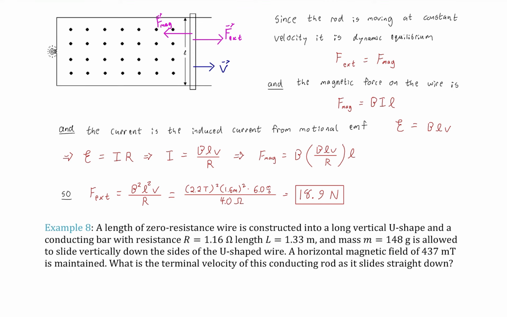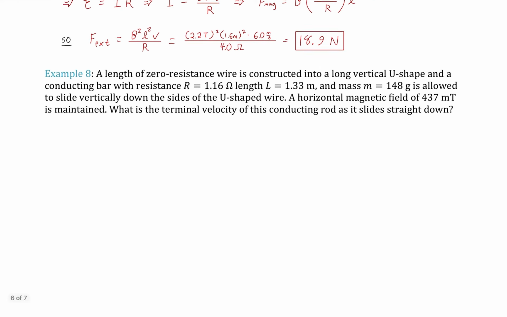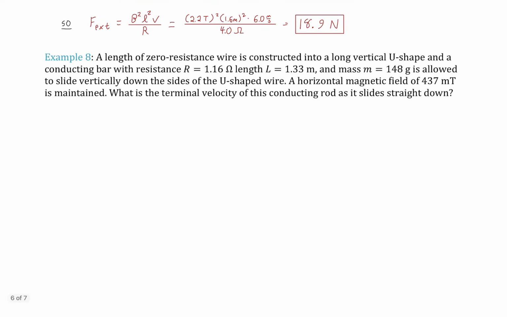Okay, so let's do it one more time with gravity. Example 8, the last example of the lecture. A length of zero resistance wire is constructed into a long vertical U shape, and a conducting bar with a resistance of 1.16 ohms, a length of 1.33 meters, and a mass of 148 grams is allowed to slide vertically down the sides of the U-shaped wire. A horizontal magnetic field of 437 milliteslas is maintained. What is the terminal velocity of this conducting rod as it slides down?